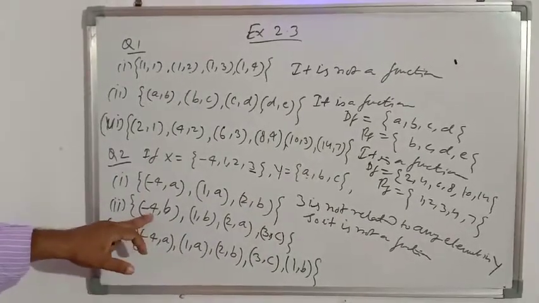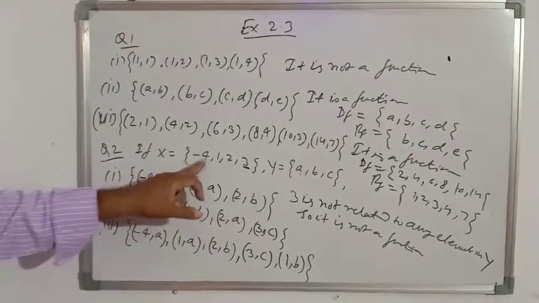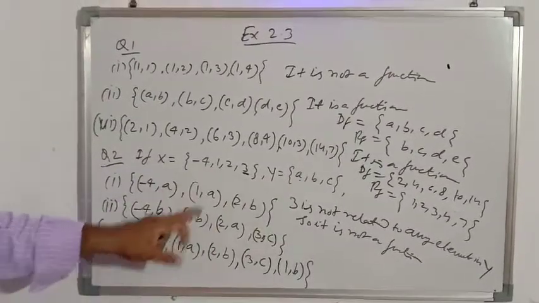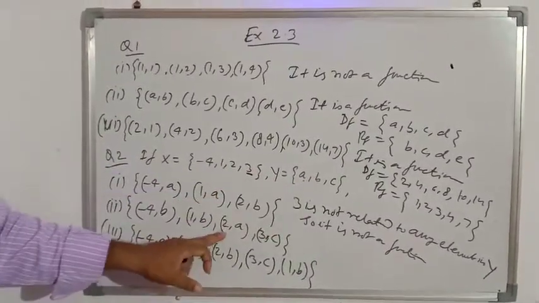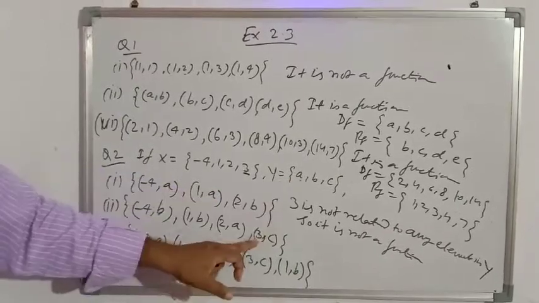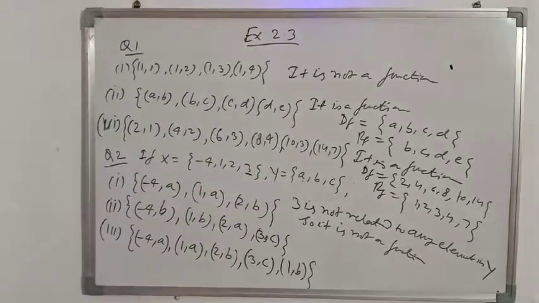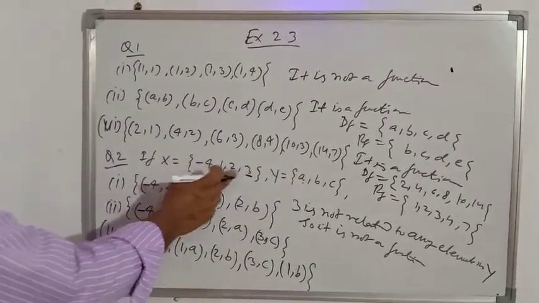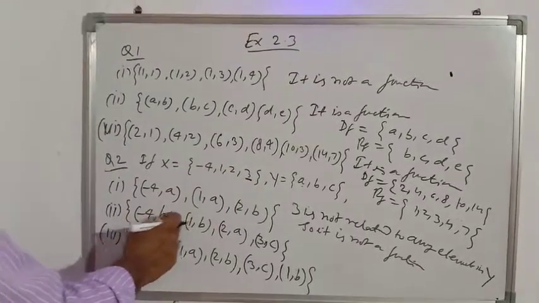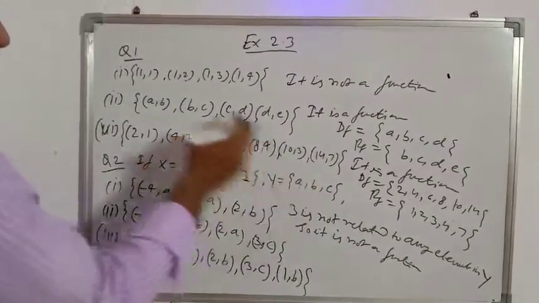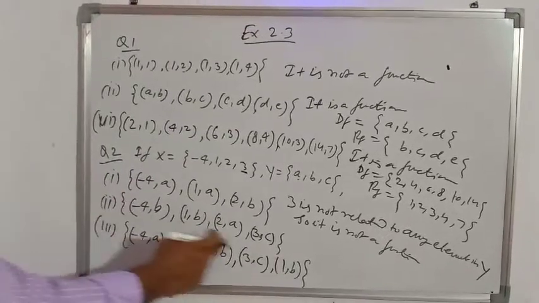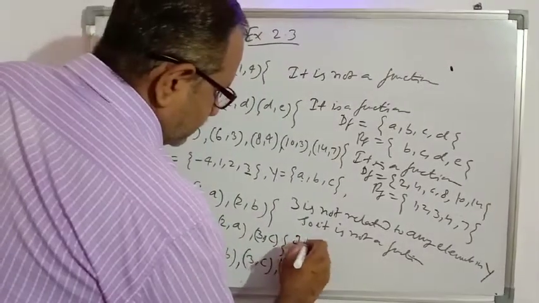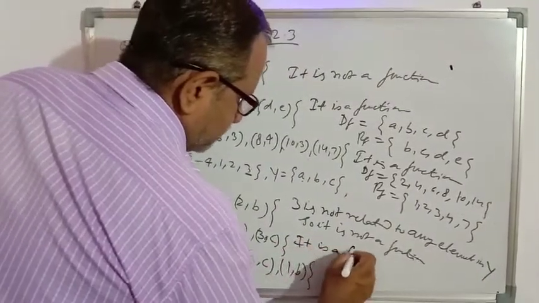Check the second: minus 4 is connected to B, 1 is connected to B, 2 is connected to A, 3 is connected to C. So we see that all the elements of set X have a unique image in the set Y. So it is a function.